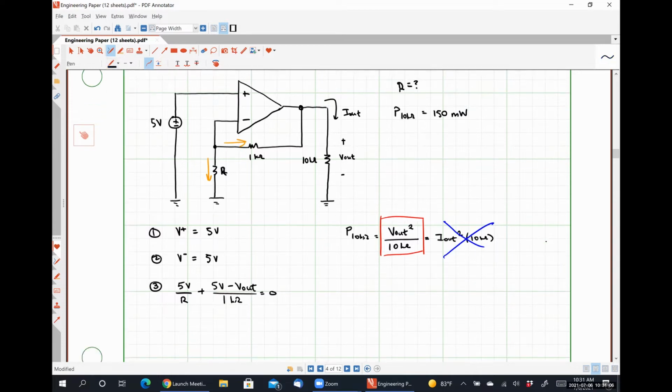So with that in mind, how do I solve for V out? 150 is equal to V out squared over 10 kilo ohms, solve for V out. Yeah, so V out would be the square root of P 10 kilo ohms times 10 kilo ohms, which would give me 38.730 volts.